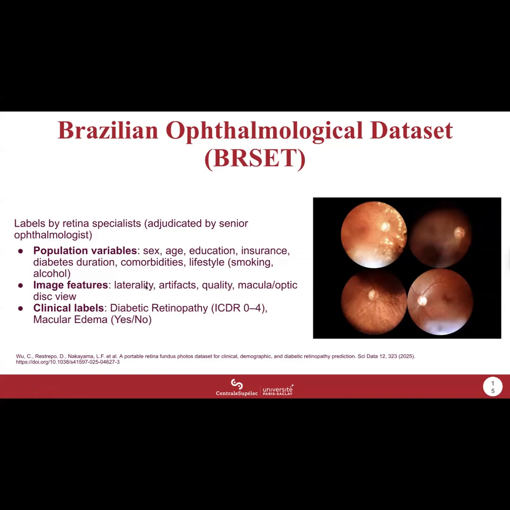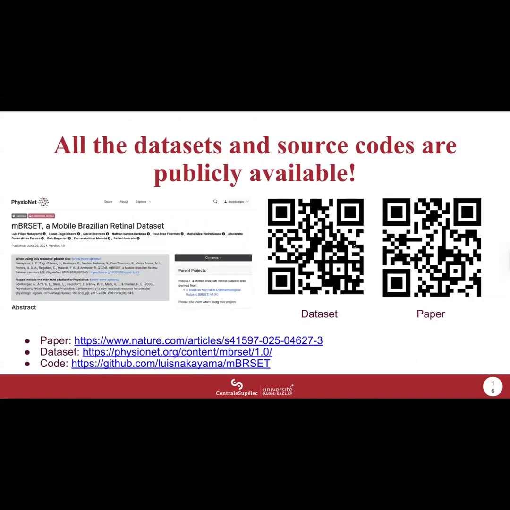Again, as in the other one, we also have image features, and we also have some clinical labels like diabetic retinopathy and macular edema. And this one is also publicly available. The paper, the data set, the codes are all there. The code you will see if you check the repo is really similar to the BRSET repo.